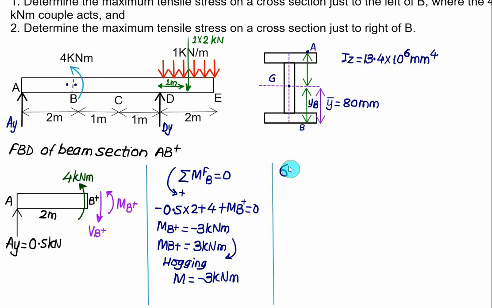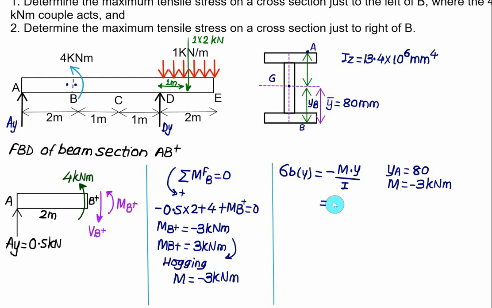Now in general the bending stress distribution as a function of y is given as minus M into y divided by I. Remember here the value of M is negative, and negative becomes positive. It means that you have to select the value of y as positive. This time the point A is above the centroid, so the value of y will be positive and equal to 80. Here you have to put the value of M equal to minus 3 kilonewton meter, and Iz is the same as 13.4.